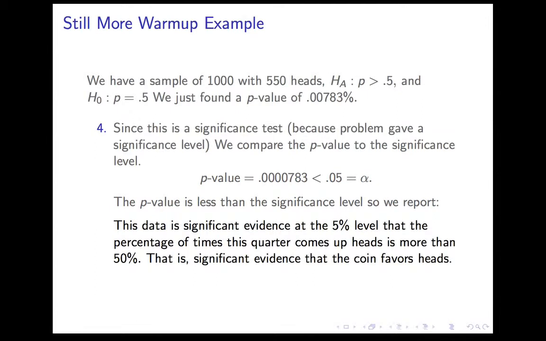This data is significant evidence at the 5% level that the percentage of times this quarter comes up heads, that's the parameter, is more than 50%. In other words, this is significant evidence that the coin favors heads. That was our first hypothesis test.